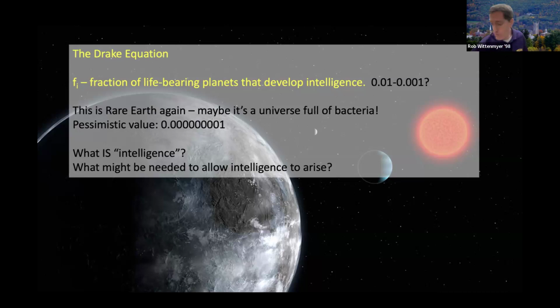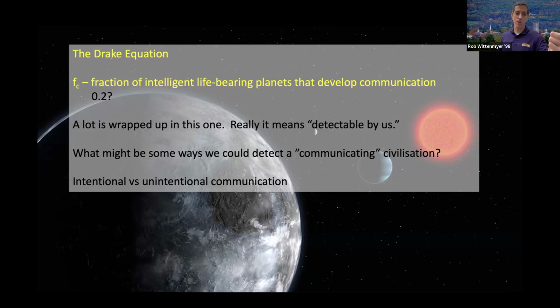We read a book in this class called Rare Earth that really goes into an argument that Earth is rare, right? It's in the name. So the argument there is complex life is very hard to make and keep. And so maybe the number is really tiny, 10 to the minus 8, 10 to the minus 9. What's intelligence? That's a whole other thing, right? Can you make tools? Can you make radio telescopes? You know, detectable by us, right? Again, you have a whole planet full of smart lobsters. Would we detect them? I don't know.